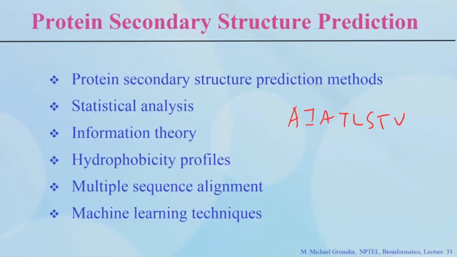Then what is information theory? They use information theory to get the secondary structure based on the information regarding the central residue as well as 8 residues on both sides, right. GOR developed this theory. So, there is the information theory. Then heterogeneity profiles, right. If you have the profile, right.